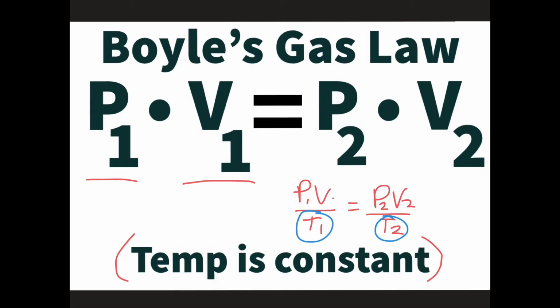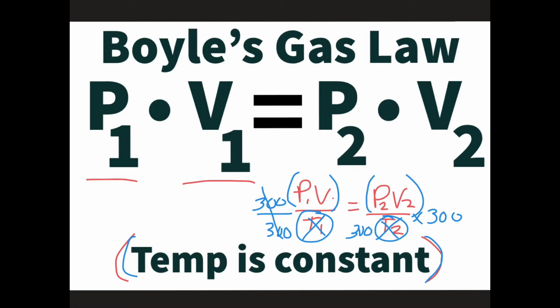So even if they were something like 300 Kelvin and 300 Kelvin, and they stayed the same, if you multiplied 300 over to the other side, they would end up being one on the denominator and one in the numerator, so they would cancel out. So that means whenever temp is constant, you can get rid of whatever variable is constant, and you're left with only what is going to change, which is P1 V1 equals P2 V2. And that's how Boyle's Gas Law is actually figured out.